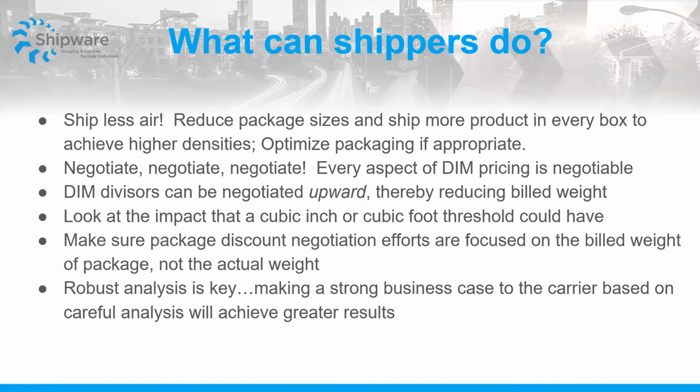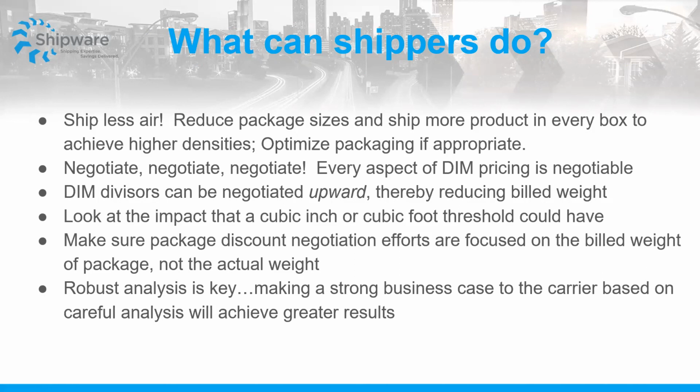So what can shippers do to mitigate the impact of DIM? Frankly, ship less air. Find ways to reduce package sizes. Get the air out of your boxes. Put 2 of everything in a box to achieve higher densities. Look at package optimizers if appropriate. If you're being killed by DIM, you're shipping a lot of air, and you don't know how to fix it, look to a package optimizer to help you with that.